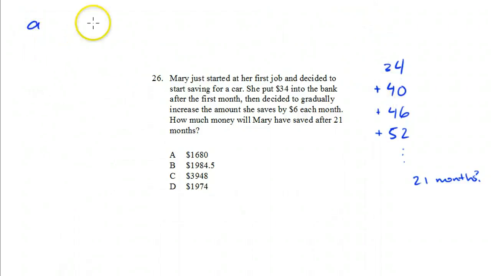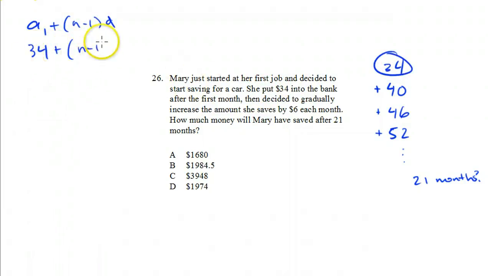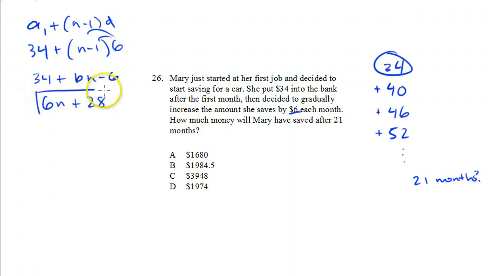So this is arithmetic because we're adding $6 every single month to how much we save. So this is a sub n equals a sub 1 plus n minus 1 times d. So our first term is, well, it says she started off with $34. And how much are we adding over and over again? Well, each month we're increasing it by $6, so it's 6. So our rule is going to be 34 plus 6 times n minus 6, if I distribute that, which is 6n plus 28. So there's our rule.